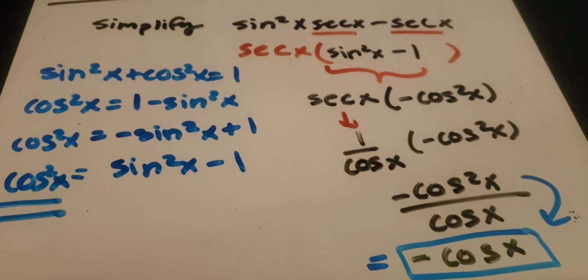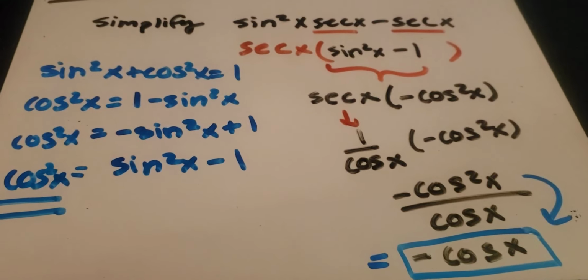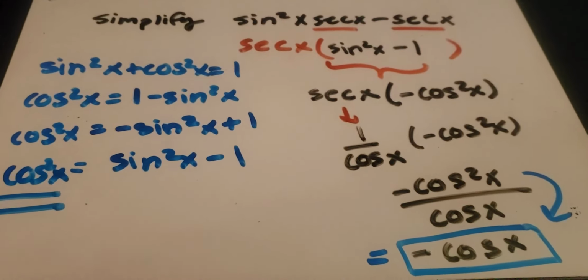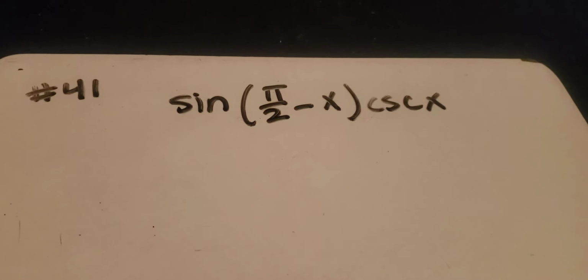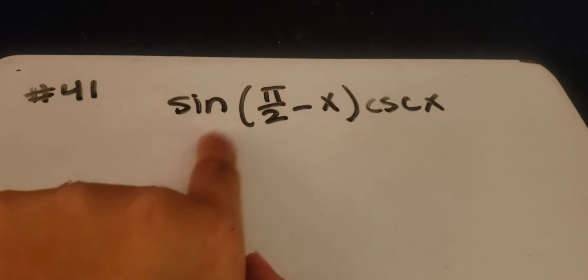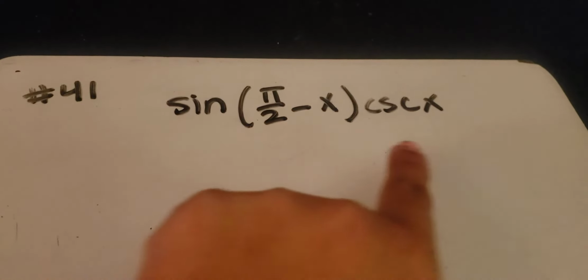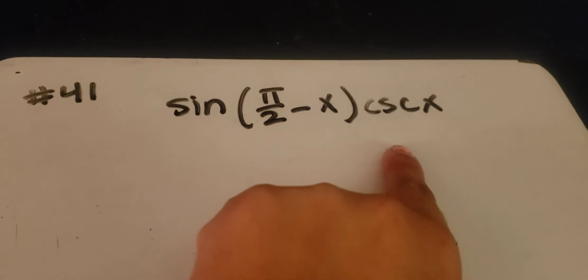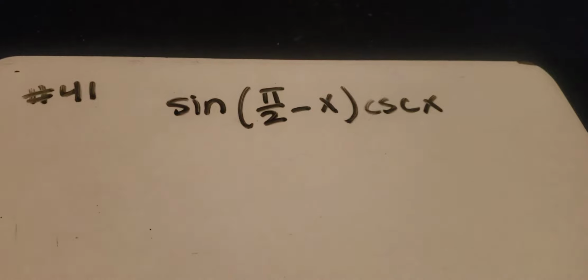All right. I don't think one is enough for this one, so I'm going to go ahead and do another one for you guys. The one that I'm going to do is number 41 in the homework. Here, again, I have to simplify. What I'm given is sine of pi over 2 minus x times cosecant of x.